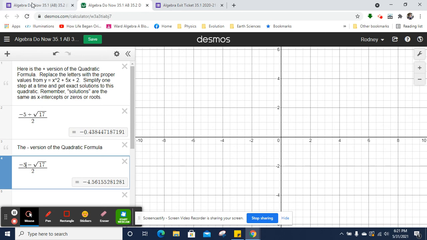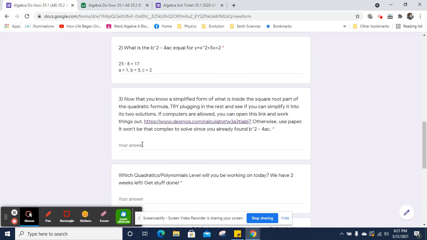And you may be thinking, Mr. Ward, how am I going to write this in here? So here's how you write it. You put in parentheses negative 5 plus or minus the square root of 17 all over 2. And that is all you have to do for that.